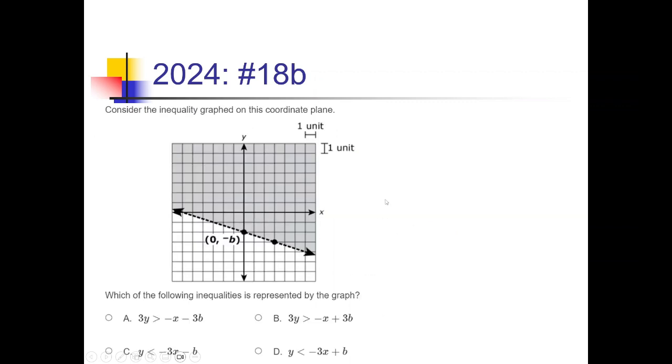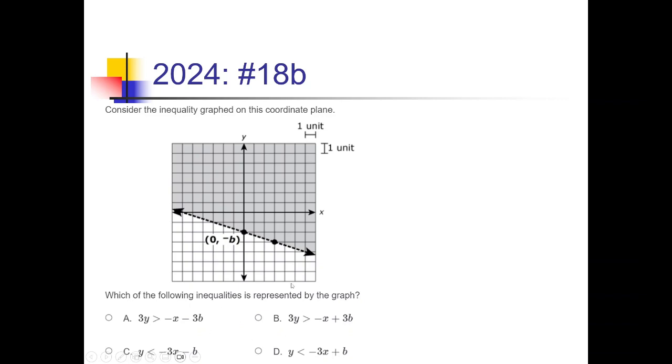For part B of this question, we're given this inequality, and we're told that it goes through the point (0, -b). -b sure looks like -2, but if you look down in these answer choices where they're trying to ask which inequality is represented by the graph, there are no -2s. There are lots of b's, though, so we're going to keep this b around.